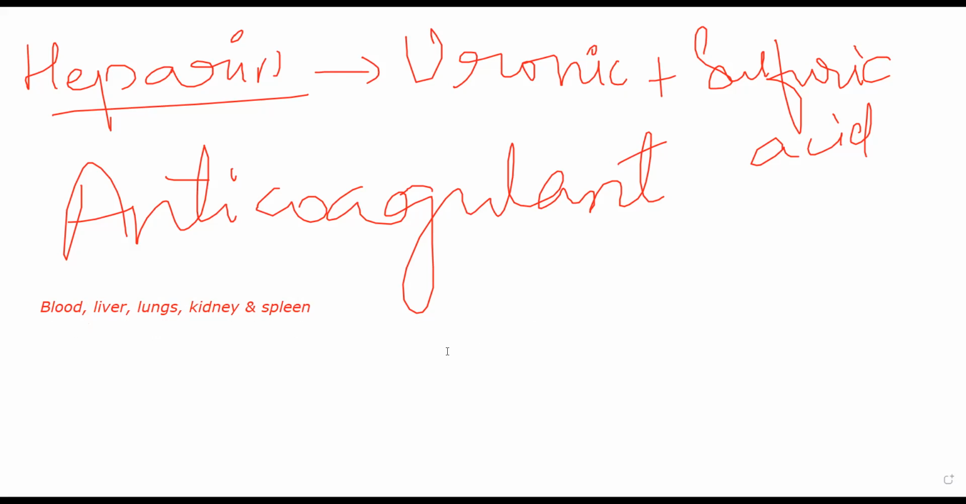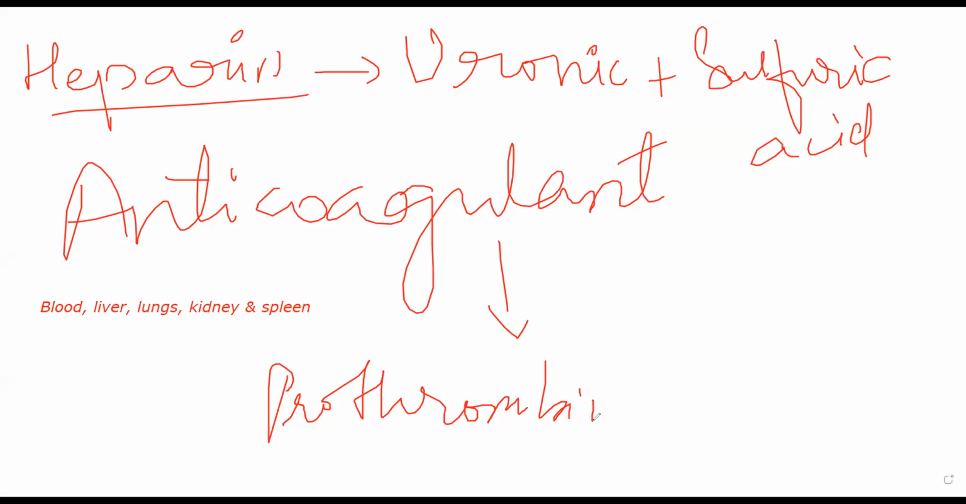Generally, what heparin does is stop the conversion of prothrombin into thrombin. That is how it acts as an anticoagulant. This stops the conversion of factor 2 into factor 1. Essentially it will stop prothrombin into thrombin. If thrombin is activated, that is when coagulation becomes complete. Here it is acting as an anticoagulant. It is stopping the process of clotting.